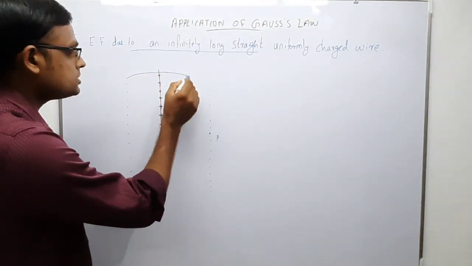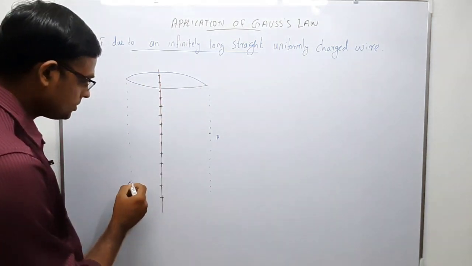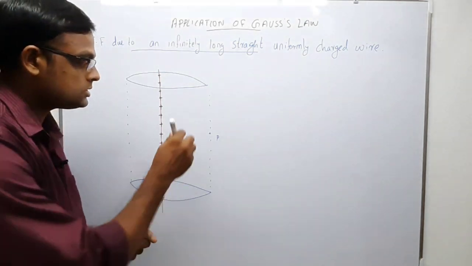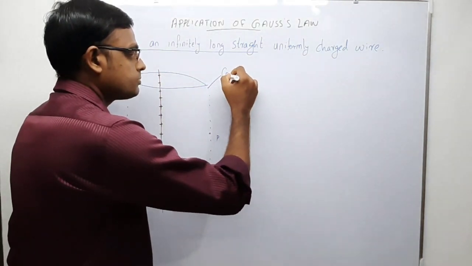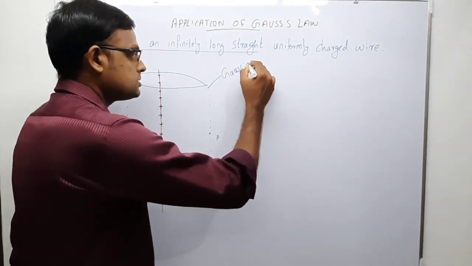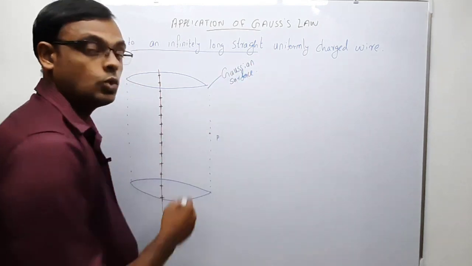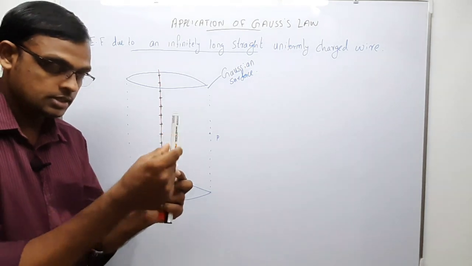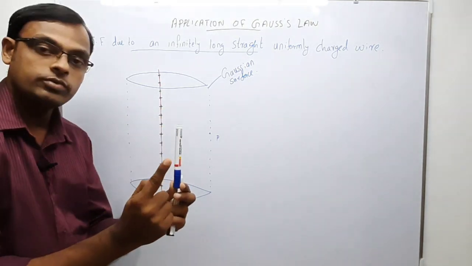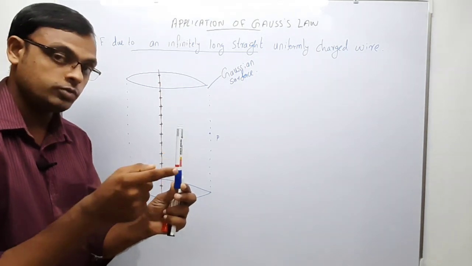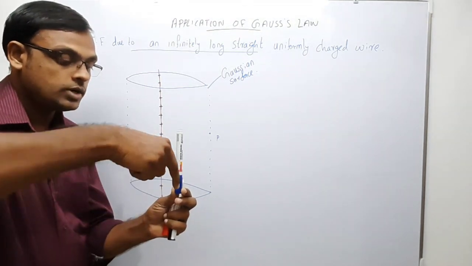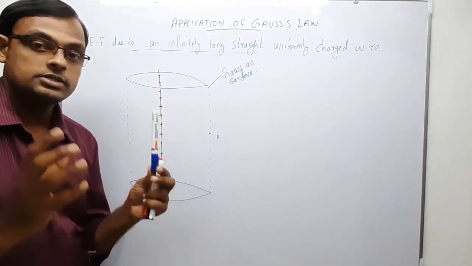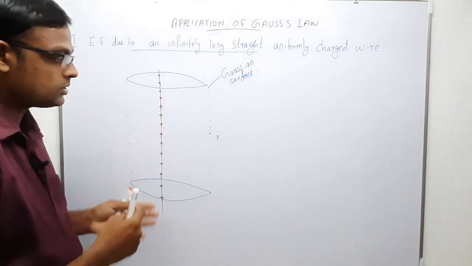the closed surface shape will be like this. What is the shape of this closed surface? It becomes a cylinder. This dotted line represents a Gaussian surface. Let me tell you once again: this is a wire, and linear charges are distributed here. This is the point where we are going to find the electric field intensity due to this charge distribution. If you consider an imaginary surface, it has the shape of a cylinder. So this is the diagram shown here.